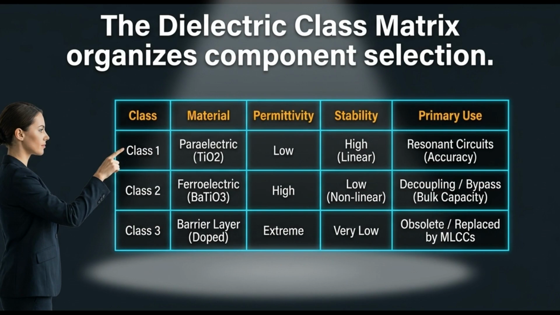The dielectric class matrix organizes component selection. Class 1 uses paraelectric materials for high stability and accuracy in resonant circuits. Class 2 uses ferroelectric materials for high capacity in decoupling and bypass applications. Class 3 is mostly obsolete.